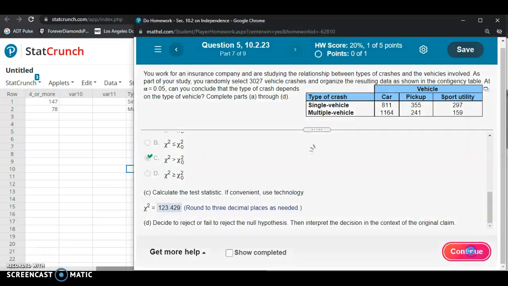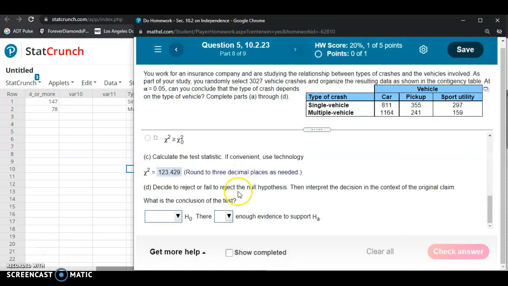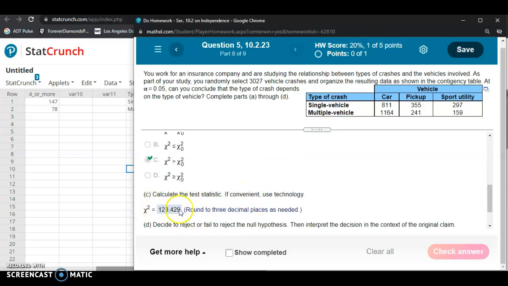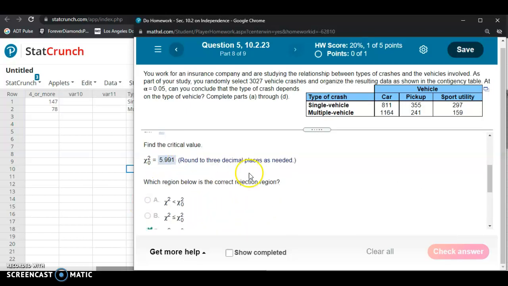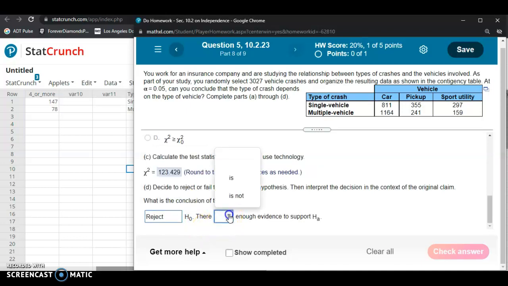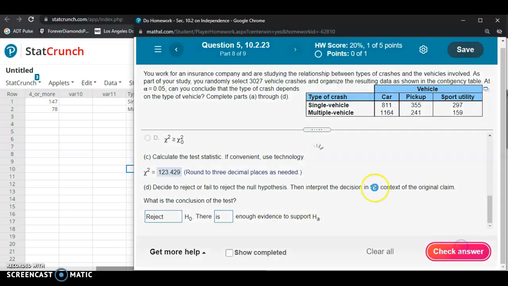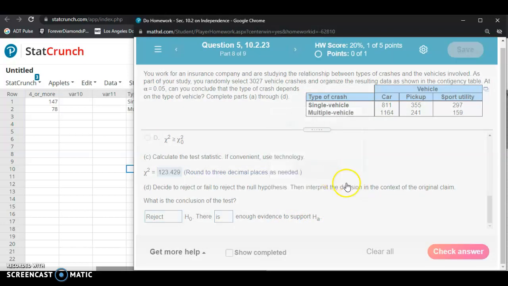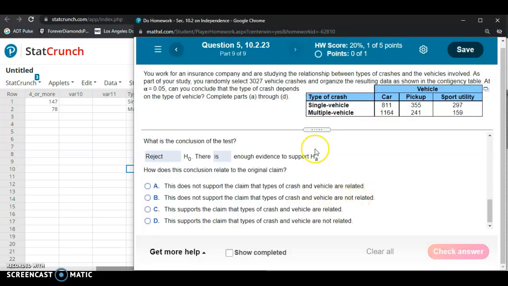So go ahead and click continue. Did we reject or fail to reject? Remember, when that test statistic is larger than your critical value, we always reject the null hypothesis. So we reject the null hypothesis, and there is enough evidence to support the alternative hypothesis. The last part of the question asks, how does this conclusion relate to the original claim?